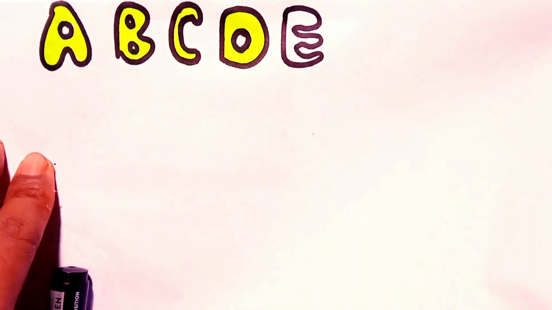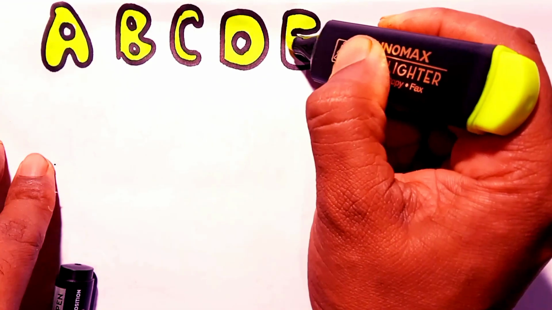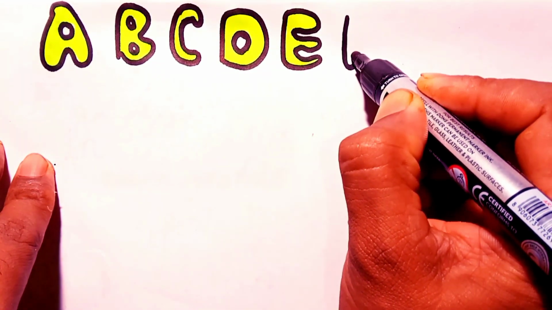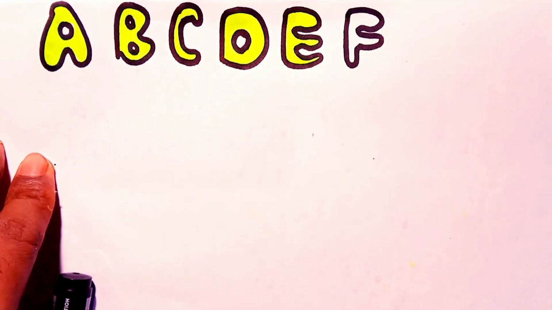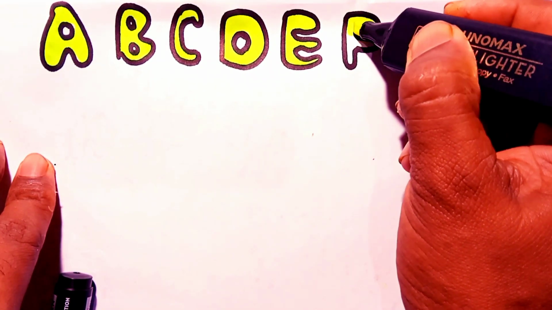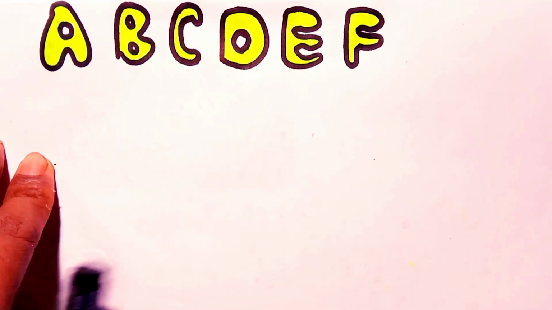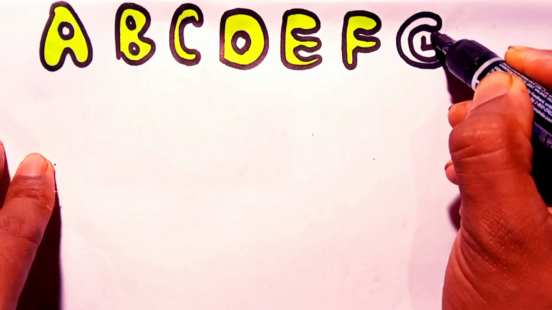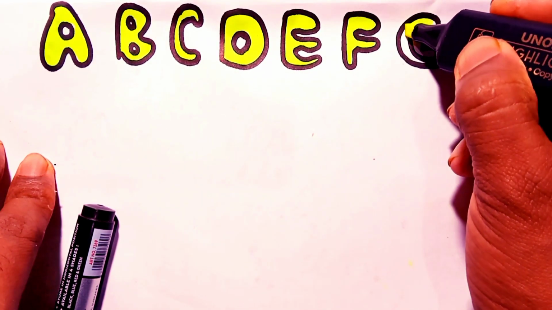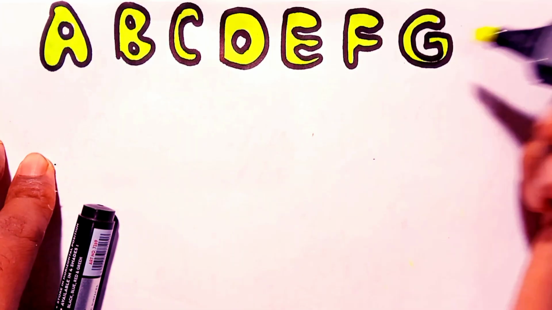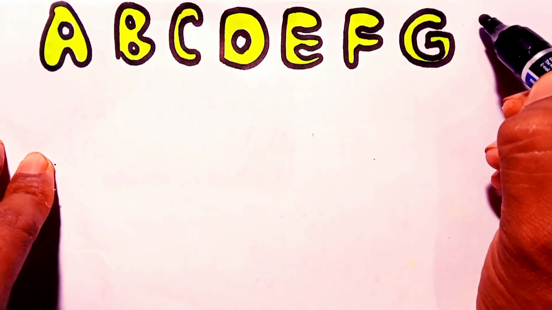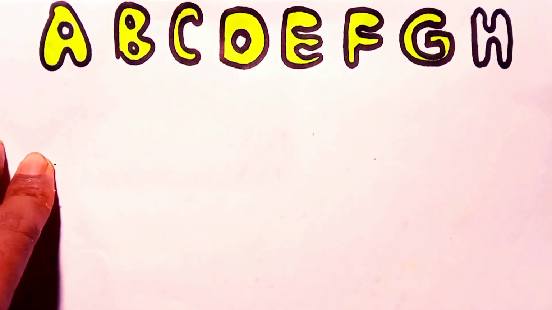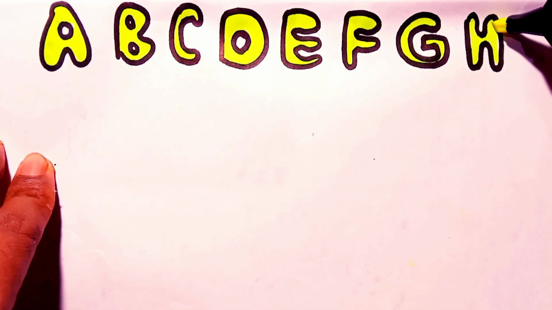E for egg. Egg, egg. F for frog. Frog, frog. G for goat. Goat, goat. H for hen. Hen, hen.